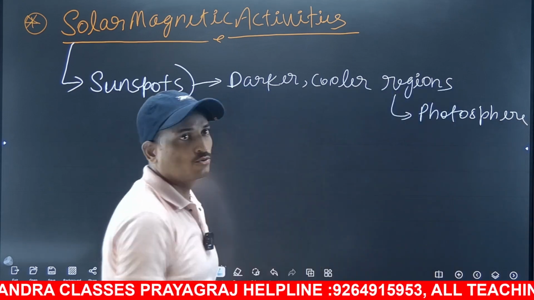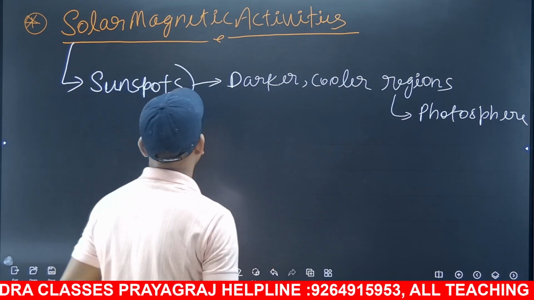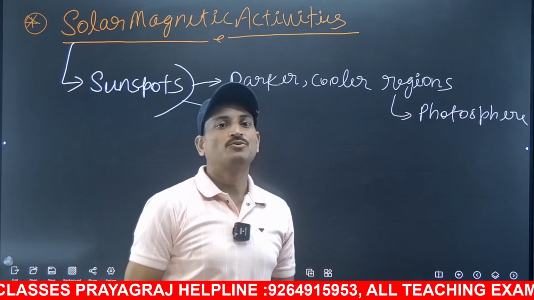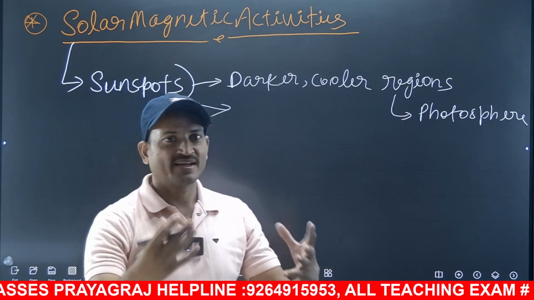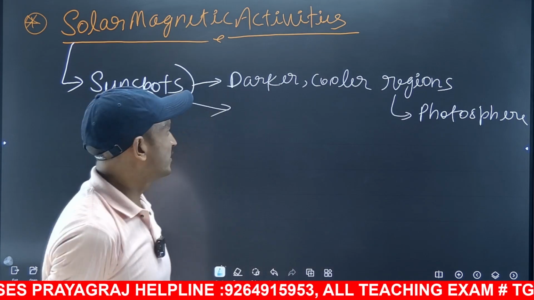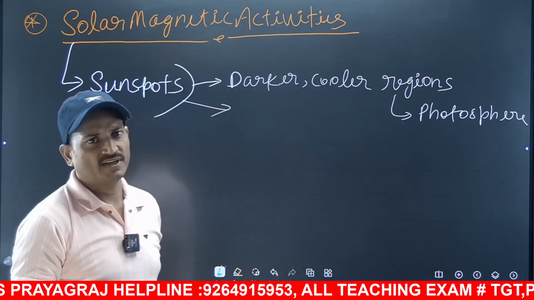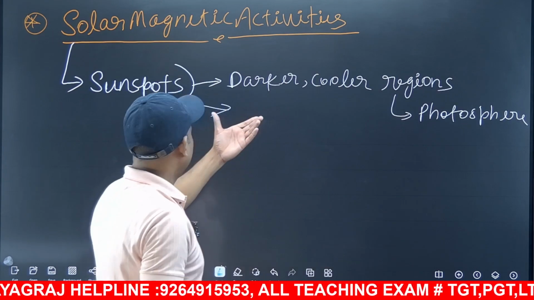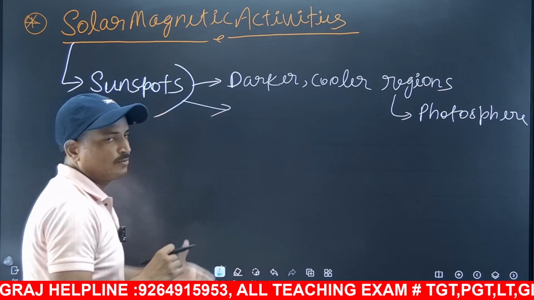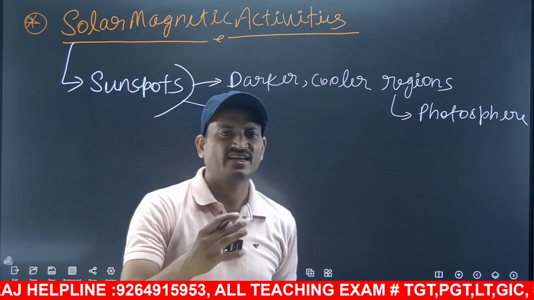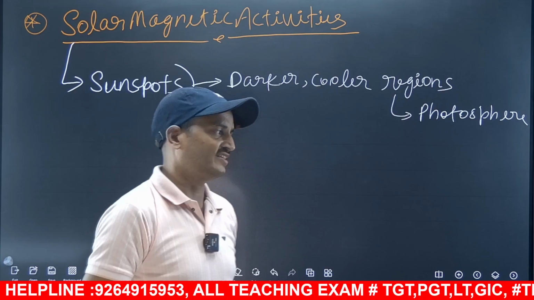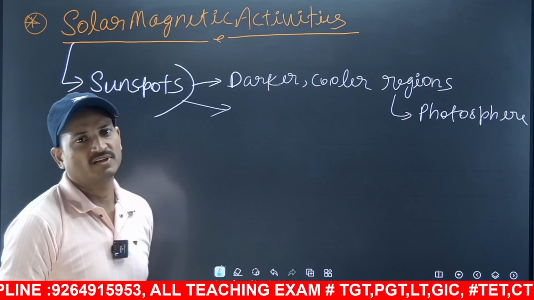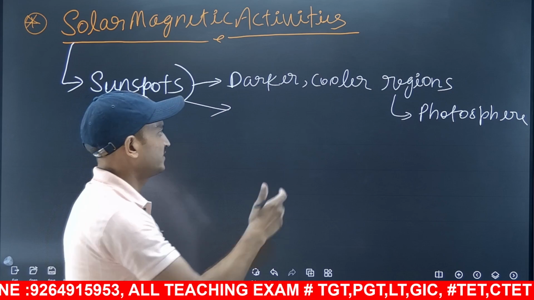Comparatively darker, cooler regions at the photosphere. They are comparatively cooler. As we know, the temperature of the photosphere is around 5500 degrees Celsius. So the temperature at the sunspot regions could be around 3500 or 3000 degrees Celsius. So they are comparatively cooler. That's why they are called darker regions of the sun, darker regions of the photosphere. They remain at the photosphere.